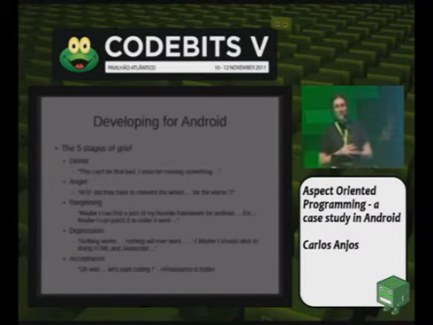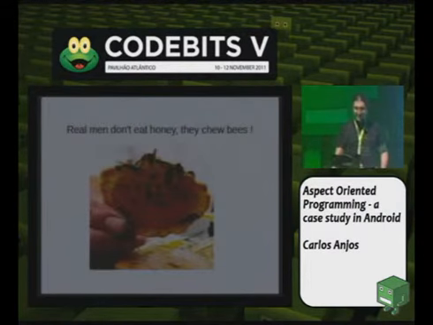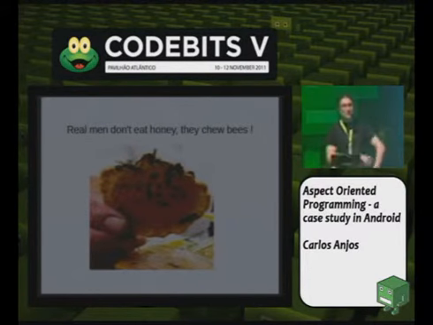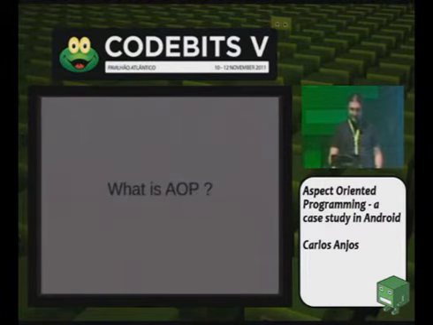And then, well, that's what we are paid to do. It's to write code for Android, so let's start coding. And as they say, real men don't hit honey, they chew bees, so we rolled up our sleeves and started hacking away. But in our search, we found out that aspect-oriented programming helped a lot.